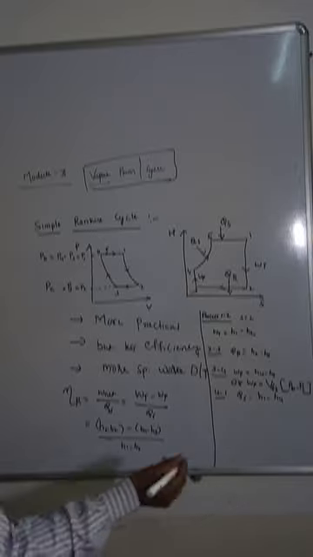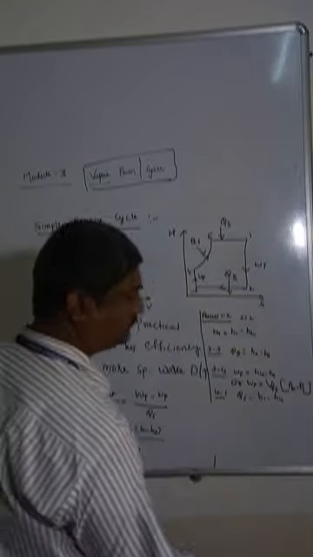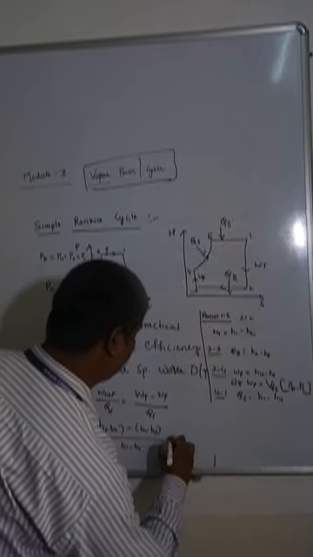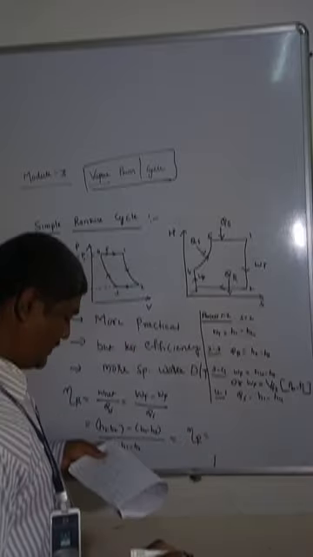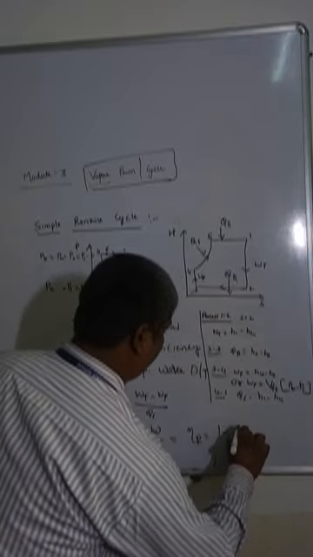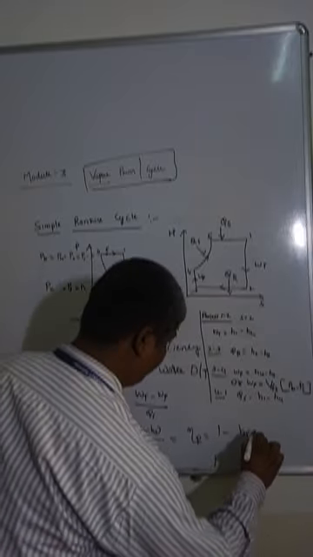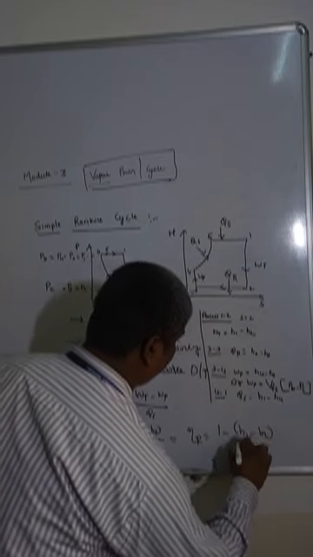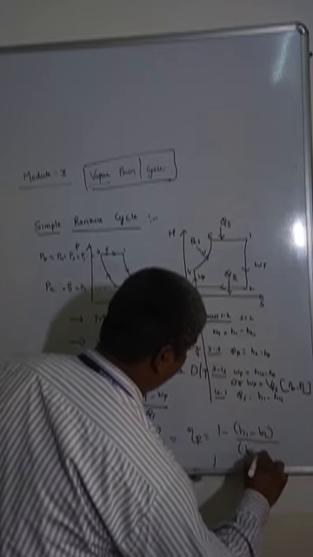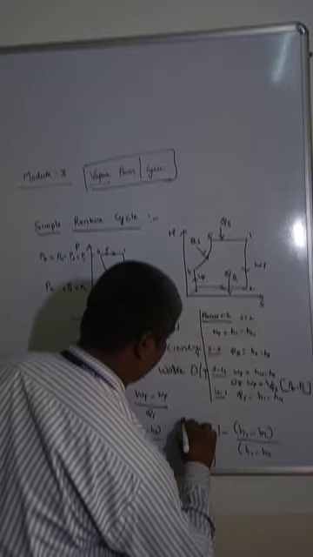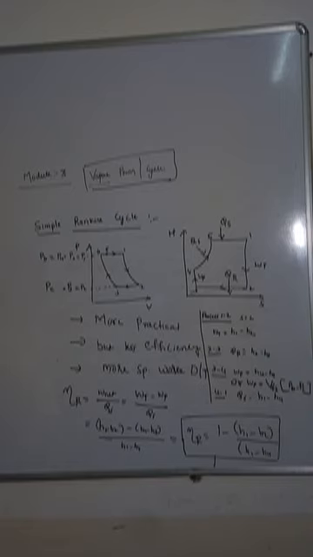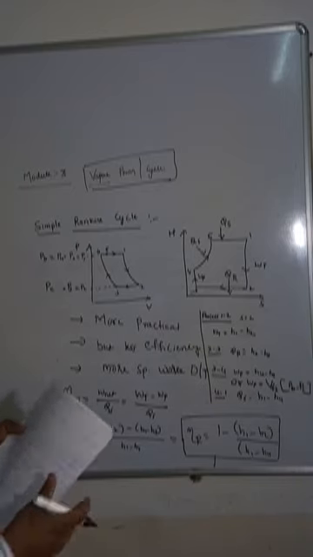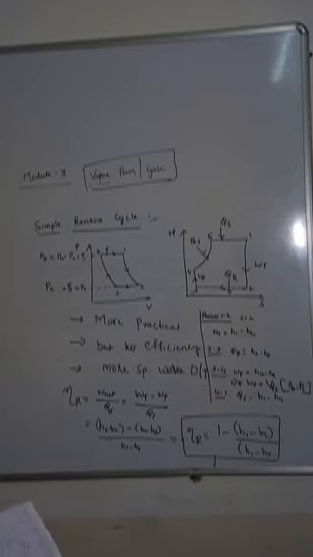Still more simplify, like Carnot cycle, you can just simplify that and you can write like this. You just do the mathematical modifications. So this will give us the efficiency of the Rankine cycle. Right. So did you understand?